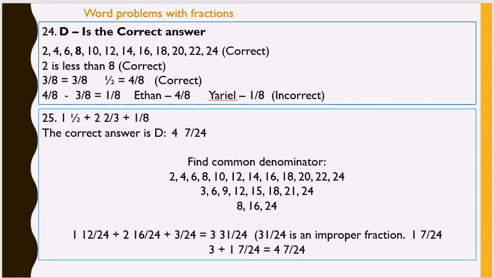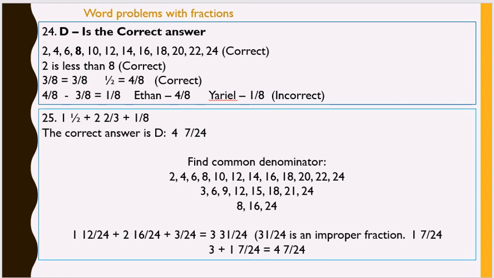Yes, 12 was a common denominator, but we also have to look at 1/8. So we have 8, 16, 24. Well, 12 was a common denominator for 2 and for 3, but not for 8. So 24 is our common denominator.